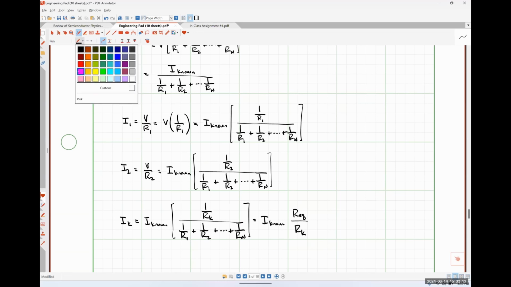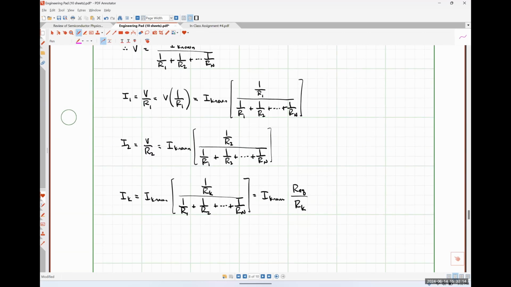For what it's worth, this is the form that I use. The one on the right is technically correct, but I prefer this form over here in the middle because it looks the most like voltage division. The only difference is instead of using the resistor values directly, we're using the reciprocals of the resistor values.